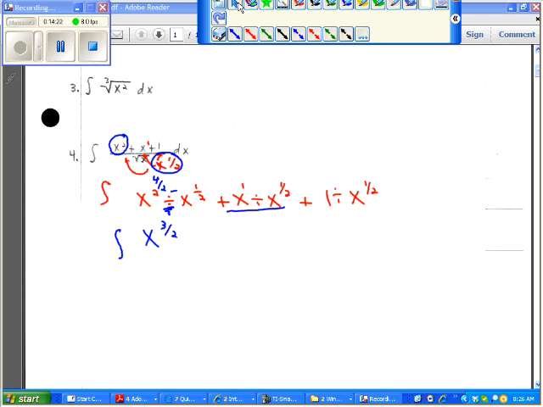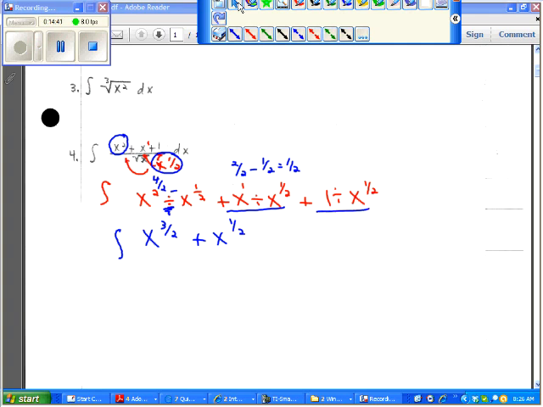When you divide with like bases, you subtract the exponents. Okay? So we're going to do this. When you divide with like bases, you subtract. That 1 is 2/2 minus the 1/2, which leaves us with 1/2. And so we have plus x to the 1/2. We're trying to write them in exponential form as a sum.